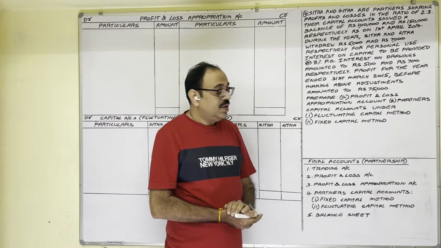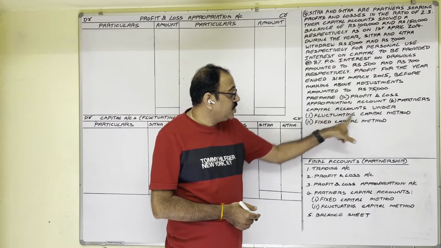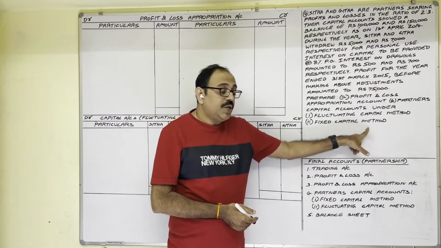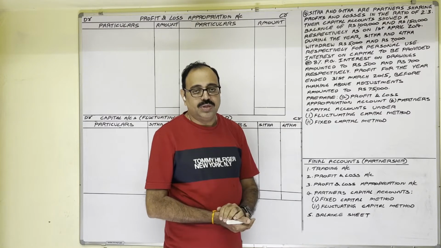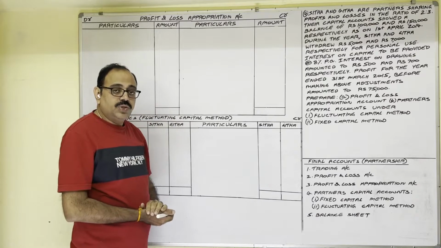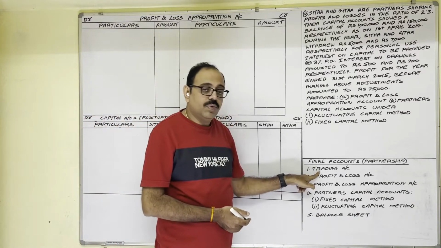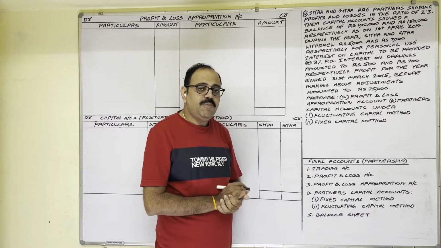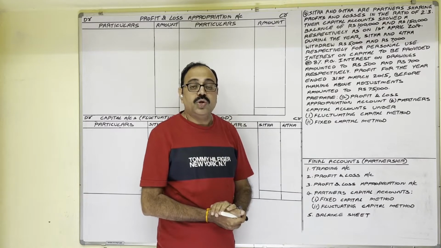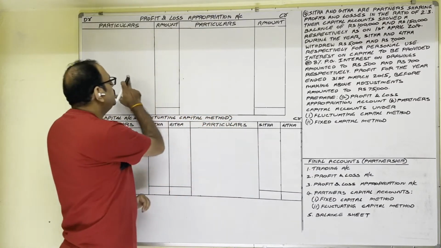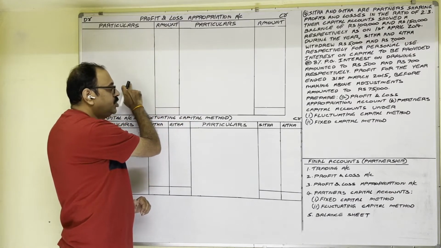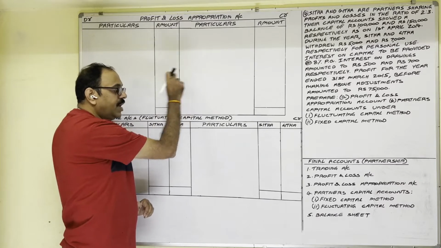In the third problem, he asked for partners capital accounts under the fluctuating capital method. Here the new point is, under the fixed capital method also we have to prepare partners capital accounts. So first we have to prepare the profit and loss appropriation account. Profit and loss account and trading account are both nominal accounts. In the same manner, profit and loss appropriation account is also a nominal account. So the nominal account rule: debit all expenses and losses, credit all incomes and gains. Expenses and losses we show on the debit side, incomes and gains on the credit side.